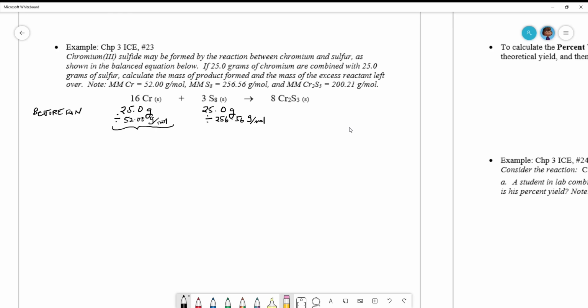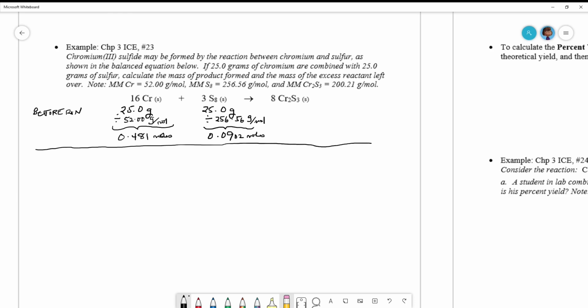So when I do this, what did I get here? 0.481 moles of chromium. And the amount of sulfur I ended up getting here, 0.9. Oops, that's not right. Let's fix that. Let's try this again. I ended up getting 0.0902 moles of sulfur. Now, that's before reaction. Note that there's no product before reaction.